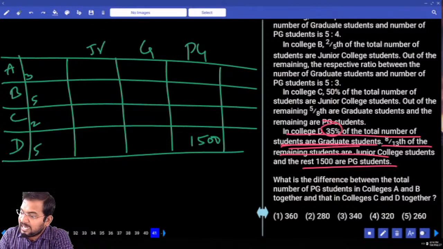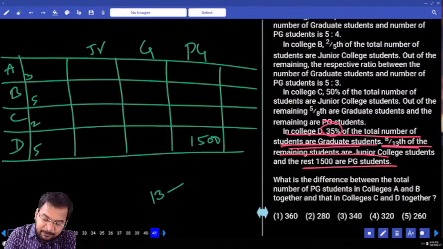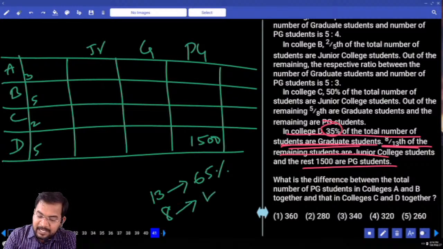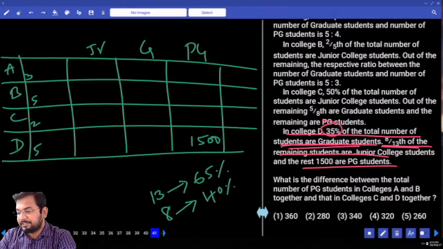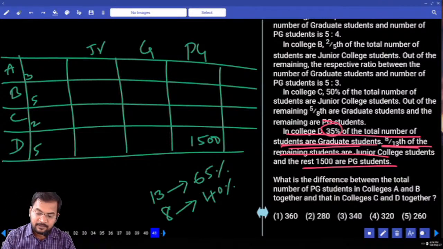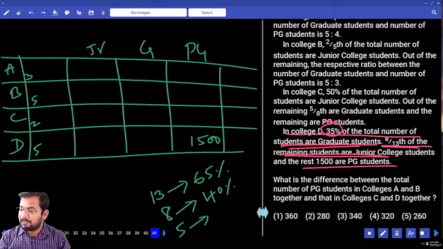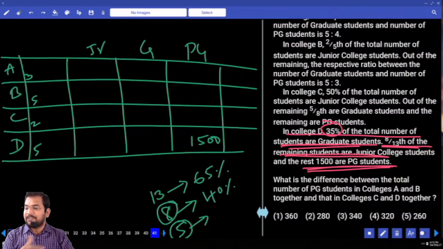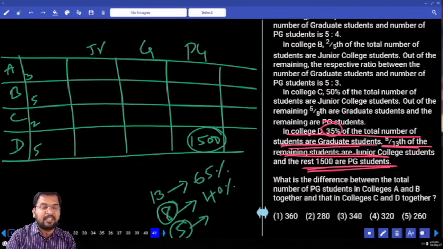Out of the remaining, 8/13 of the remaining students are junior college. And 13 parts is nothing but 65%. Then 8 parts is nothing but what? 40%. Then 8 parts are junior college, and the remaining 5 parts are PG students. Therefore 5 parts are PG students, 8 parts are junior college, and 35% is graduates.